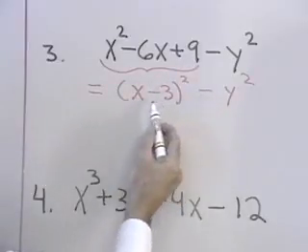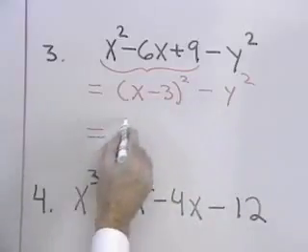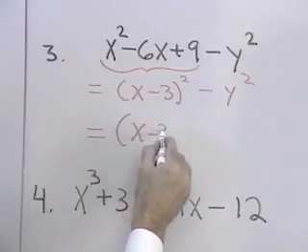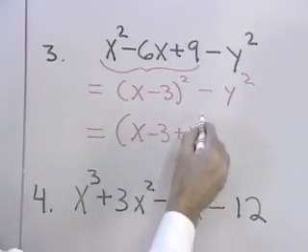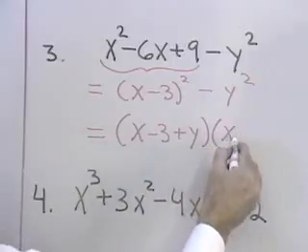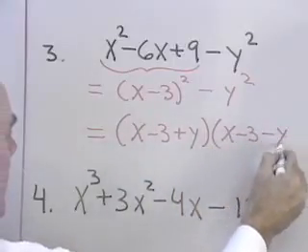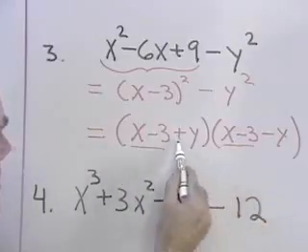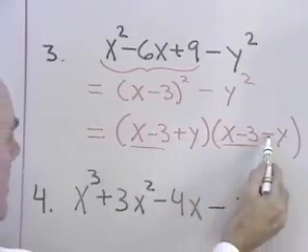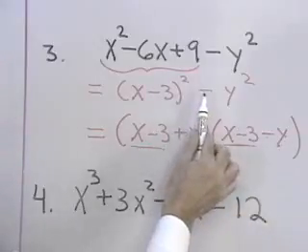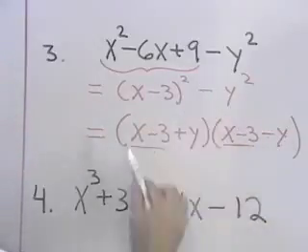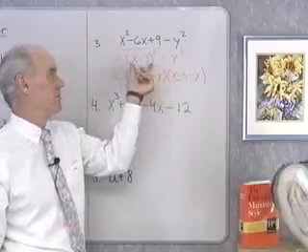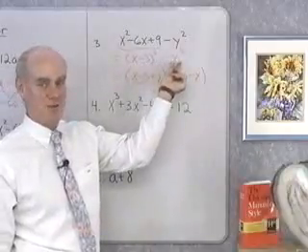Now I have the difference of two squares. That's going to factor into their sum, which is the first term plus the second term, times their difference, the first term minus the second term. So here's x minus 3 plus y, x minus 3 minus y. So that is factoring this expression right here as the difference of two squares, this square and this square.